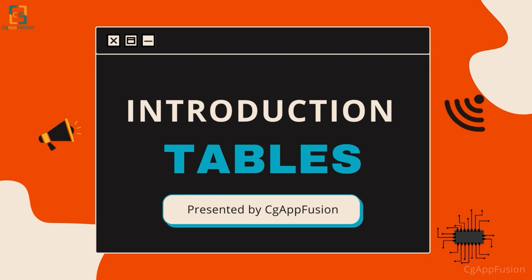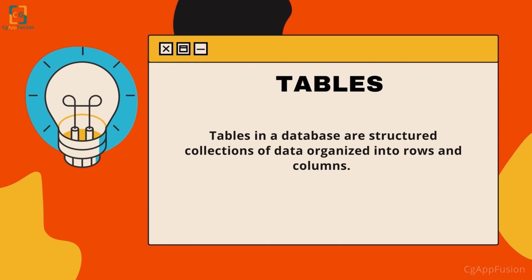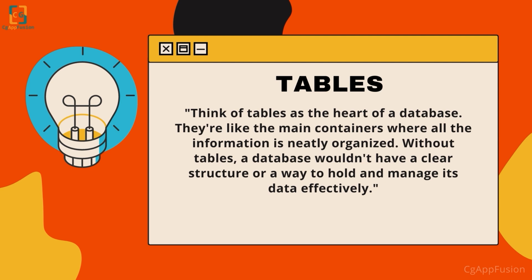Let's start with the technical terms for tables. Tables in a database are a structured collection of data organized into rows and columns. So the important part over here is structured. Tables give structure to our database. Let me give you a good analogy for tables. Think of tables as the heart of a database. They're like the main containers where all the information is neatly organized. Without tables, a database wouldn't have a clear structure or a way to hold and manage its data effectively.